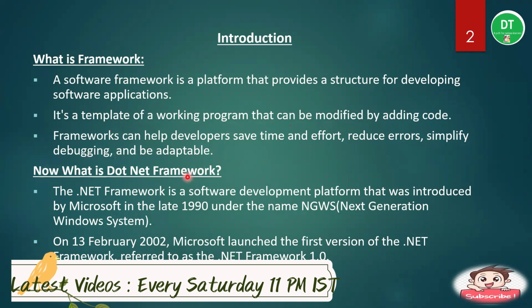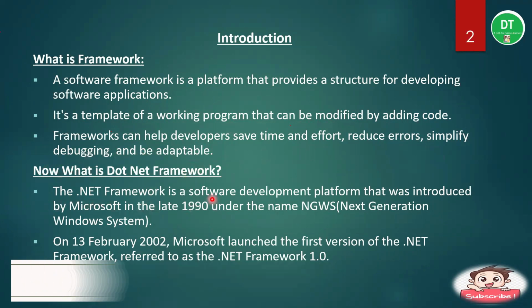Now, what is .NET Framework? The .NET Framework is a software development platform that was introduced by Microsoft in the late 1990s under the name NGWS. NGWS stands for Next Generation Windows System. On 13 February 2002, Microsoft launched the first version of the .NET Framework, referred to as the .NET Framework 1.0.